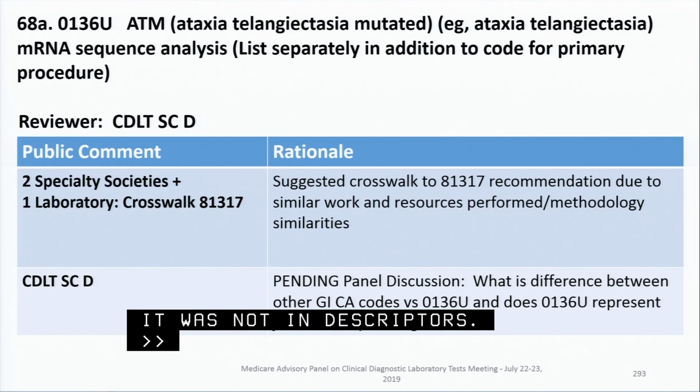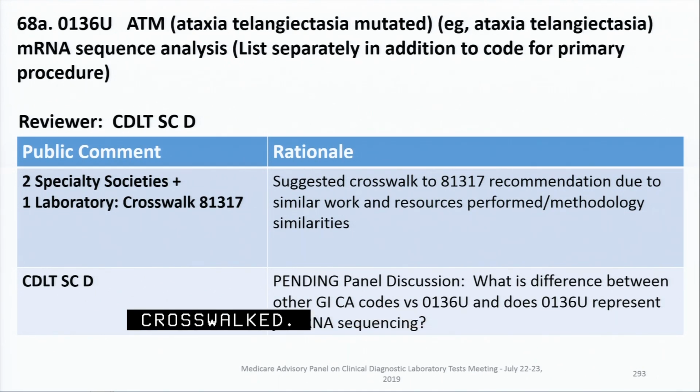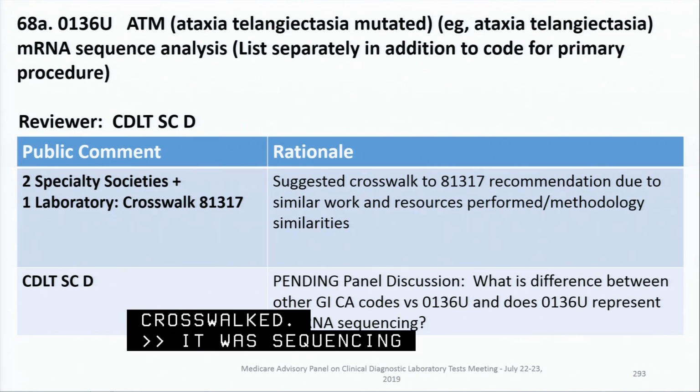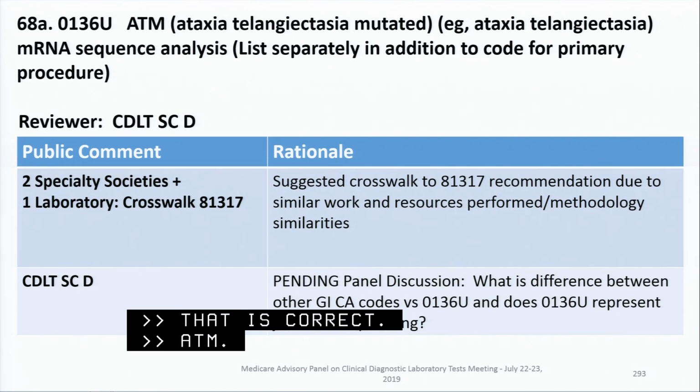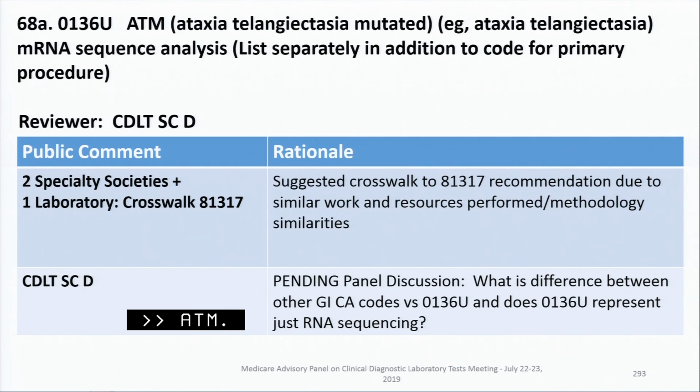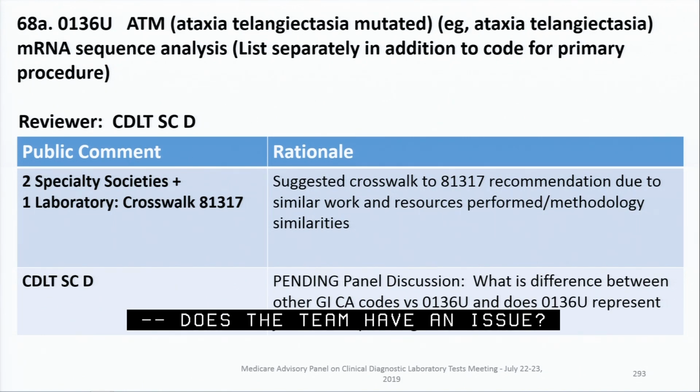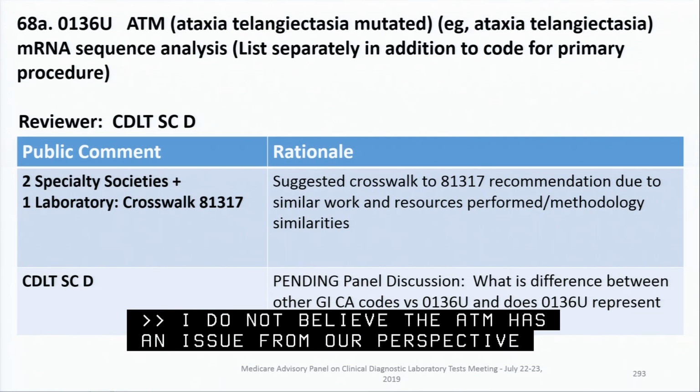Dr. Line? And so why the crosswalk to 81317 as PMS2? It was the nearest single gene existing coding that represented the resources required to do RNA sequencing on this gene. For like the number of exons, similar. Taking into consideration the difficulty of the pseudogene to work around? That's correct. Does ATM have a similar type of issue as that? I don't believe the ATM does have the pseudogene issue from an RNA perspective, so I don't believe that was considered, but it was a general crosswalk to resources required.